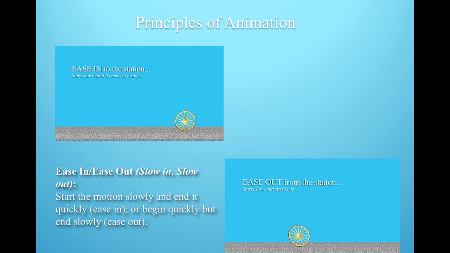Now, ease in and ease out is also called slow in, slow out. In After Effects, we ease in to the station. So ease in starts out fast and slows down. And in After Effects, we ease out from the station. It starts out slowly and speeds up. So remember that.